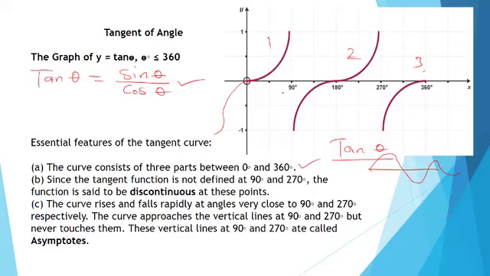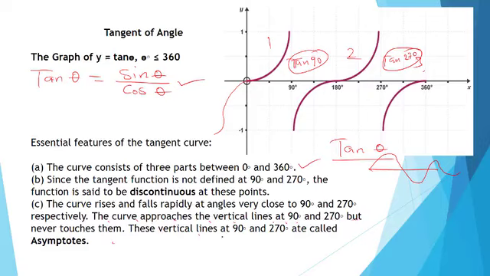Now, one of the things I'd like you to do, before you continue with this, is to consult your calculator and check the value of tan 90 and the value of tan 270. Then you understand why this curve did not pass through this point and did not pass through this point, because it does not exist at this point. Now, the curve rises and falls rapidly at angles very close to 90 and 270 respectively. The curve approaches the vertical lines at 90 degrees and 270 but never touches them.